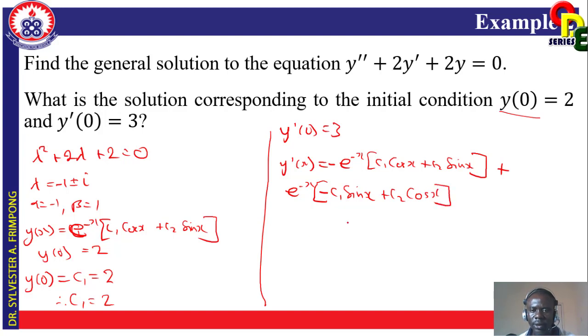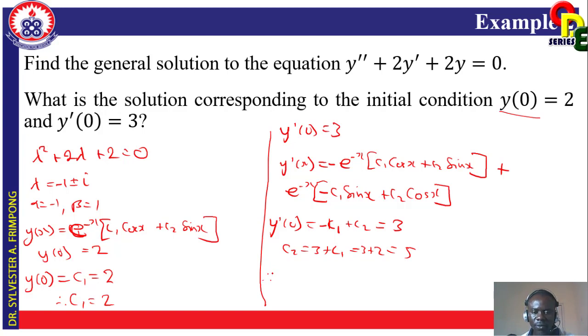Now when you put in the initial condition as 0, this is going to be 1. So we are going to have 1 here, and this will be 0. So you are going to get negative c1. When you come here, this is going to be 1 again, this is going to be 0, but we're going to get 1 here. So we are going to get plus c2, and it's equal to 3. So c2 is 3 plus c1. But c1 is 2, so it becomes 3 plus 2 equals 5. So c2 is 5, c1 is 2.